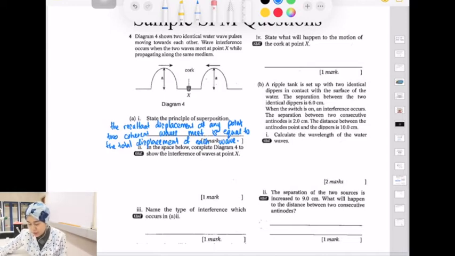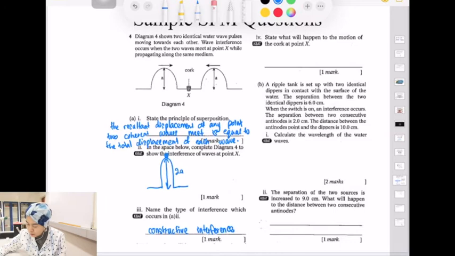And for the second question, they ask you to complete diagram 4. Okay, so this is two crests coming to meet each other at the center. So crest and crest will produce a constructive interference. So then where the cork is, the wave will become bigger, and the amplitude will become double, which is A plus A, so 2A, right? And then the type of interference that occurs is constructive interference. Okay, what happened to the motion of the cork? Lifted up to an amplitude of 2A.